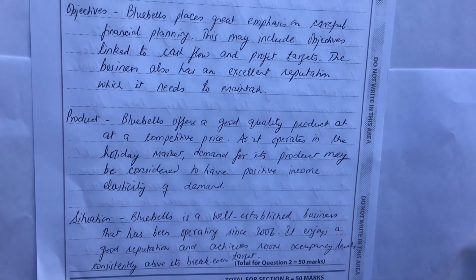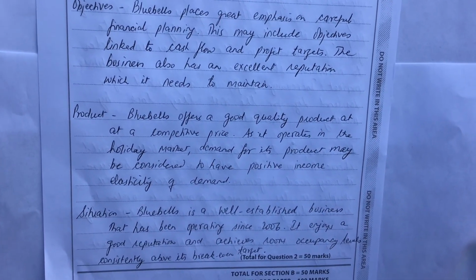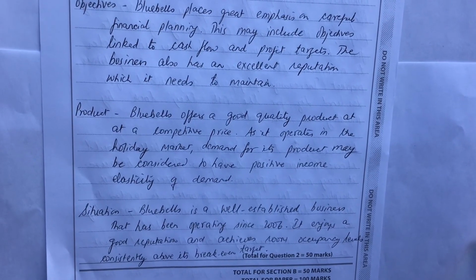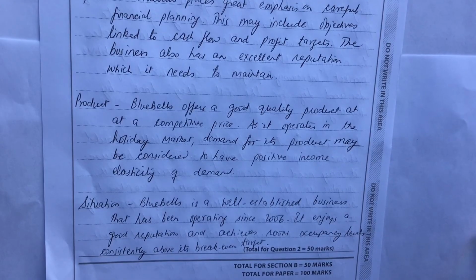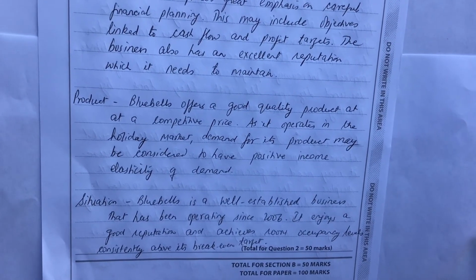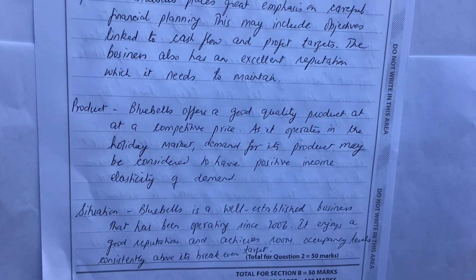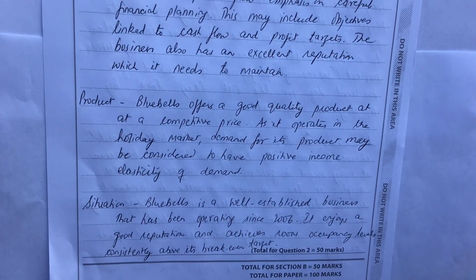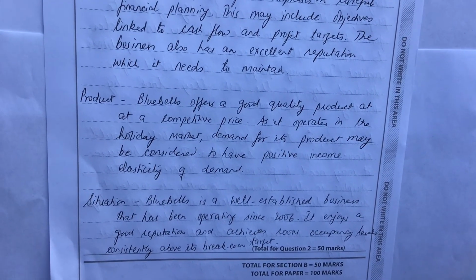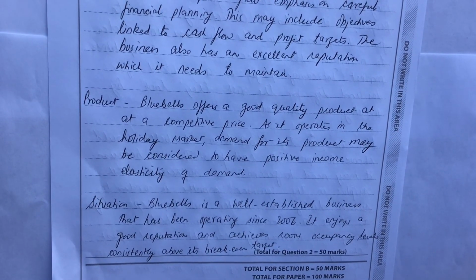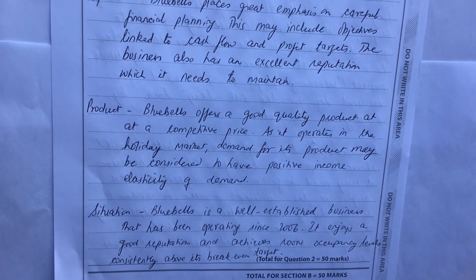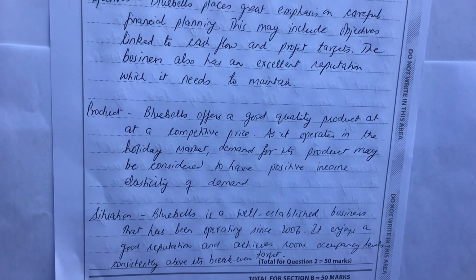Product: Bluebells offers a good quality product at a competitive price. As it operates in the holiday market, demand for its product may be considered to have positive income elasticity of demand. Situation: Bluebells is a well established business that has been operating since 2006. It enjoys a good reputation and achieves room occupancy levels consistently above its break even target. So that's how you answer your 20 marker.